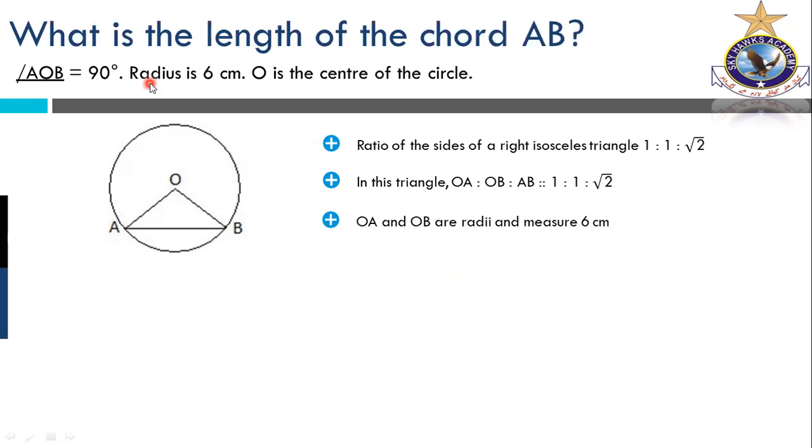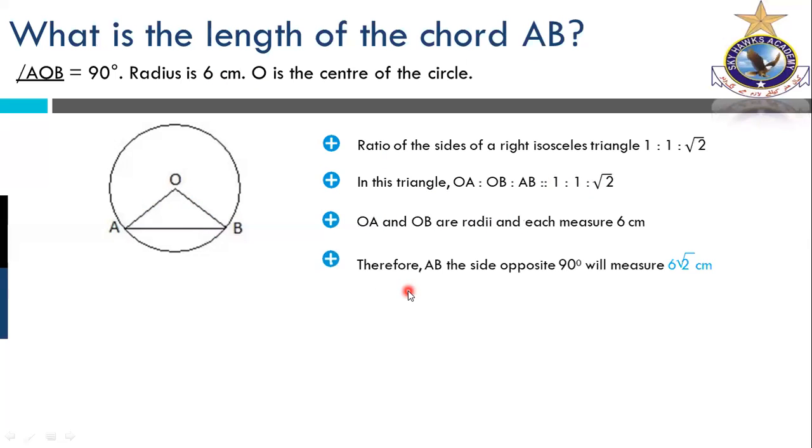This was given in the problem: what is the length of the chord AB, where the angle is given, and the radius of the circle in which this triangle is enclosed is 6 centimeters. So O is the center of the circle. That's why we are not just going to use the ratios, but we are going to put in the real values. I mean to say, 6 centimeters is the measure of each radius. So both radii are 6 centimeters in length, this one and this one. Therefore AB is the side opposite the 90 degree angle.